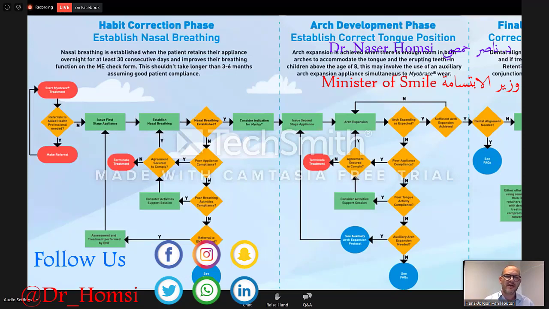So first of all, is there a compliance problem with the appliance? So it means, is the patient doing what you are asking him or her to do? So try to find out if she's listening, if they are wearing it 1 or 2 hours per day, if they're wearing it during the night, maybe they have a turnaround, you don't know, so try to find out.